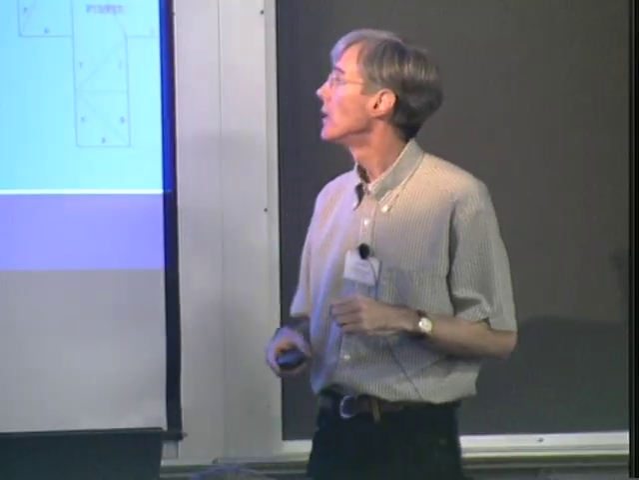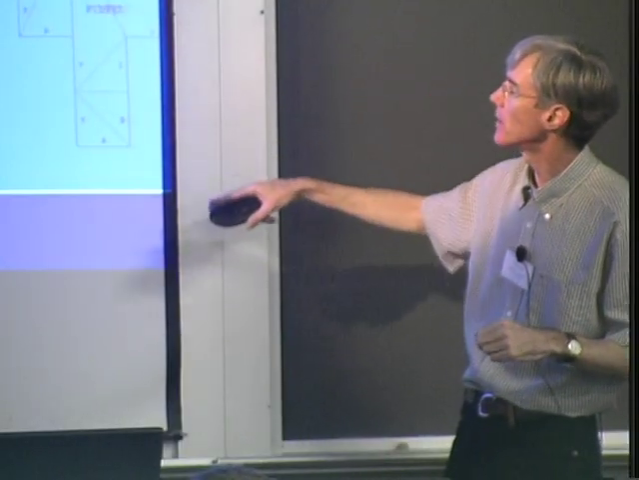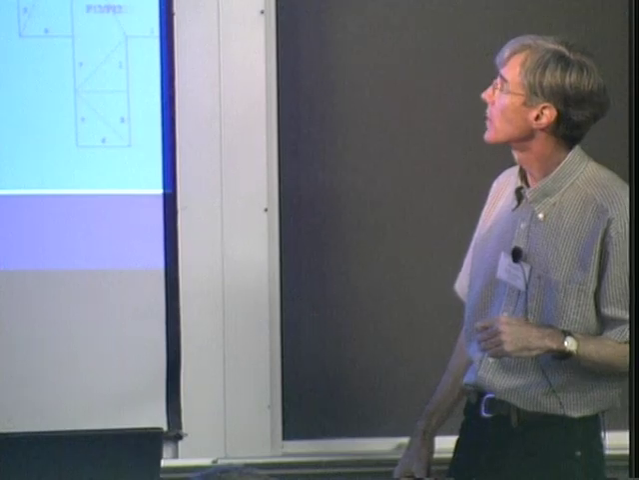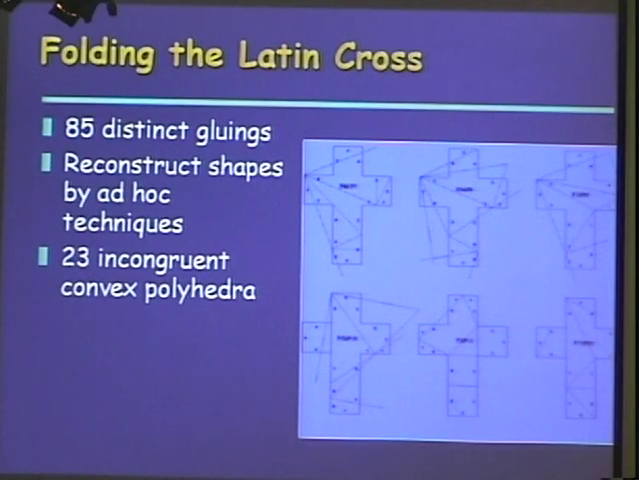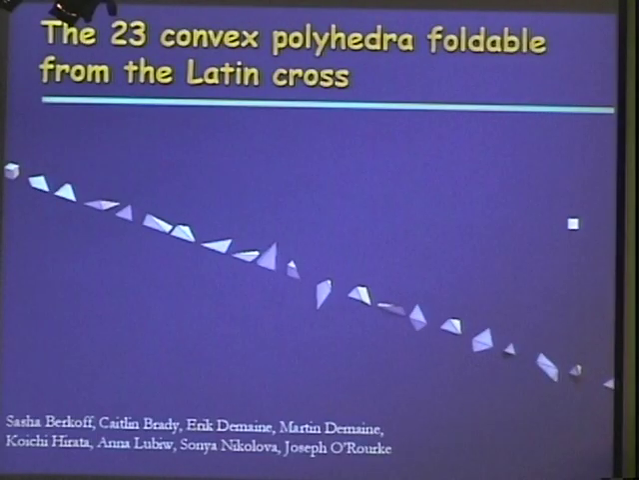So for the Latin cross, if you restrict to edge-to-edge, you get the 5 that I showed you. If you don't restrict, there are 85 distinct gluings. And this is the beginning of a long list of some of the 85 distinct gluings. And Anna's output and Hiroshi's output agreed one-to-one on this, which is quite nice. And I reconstructed the shapes by ad hoc techniques that I'll mention in a moment. And it turns out that out of all of these, there are 23 incongruent polyhedra out of these 85 foldings.